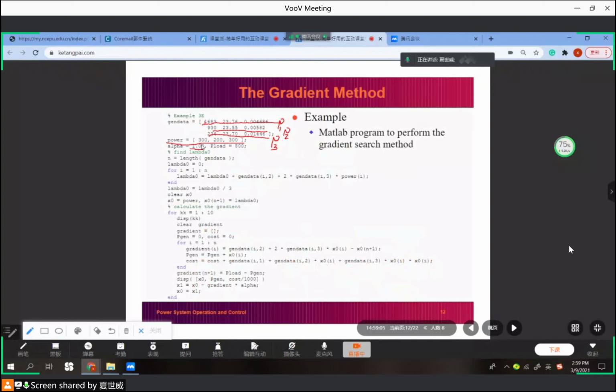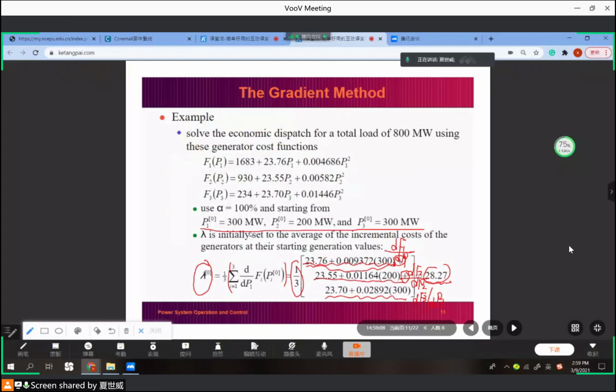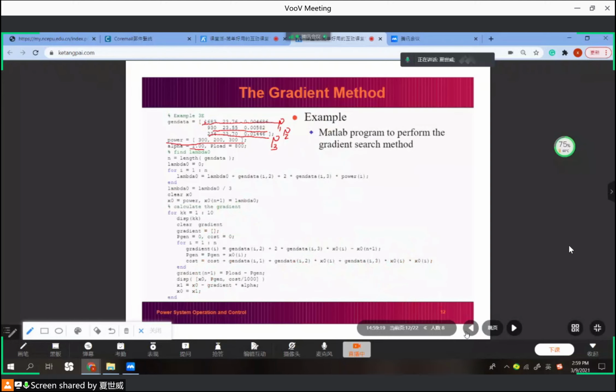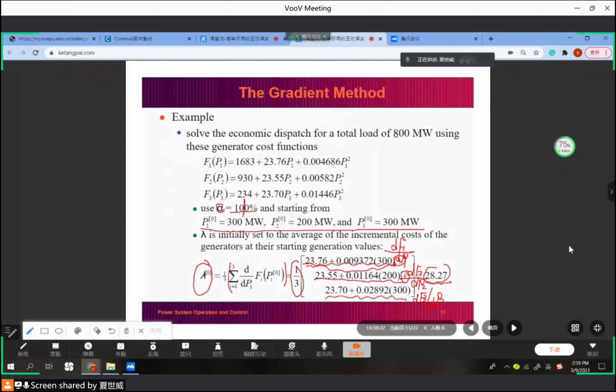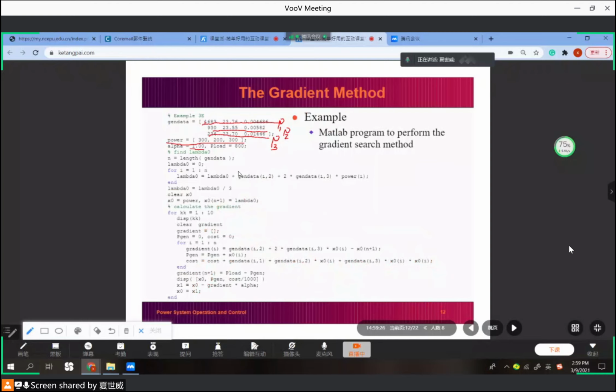Alpha, we just guess as 1. Here we just set alpha as 1. And the total load is 800. This is the total load we have to supply. Okay. So the next row: n equals length of gen data. Gen data is just a matrix. After this command executes, n will equal 3 because you have 3 rows.